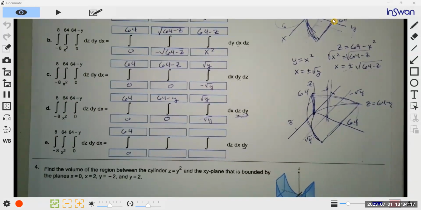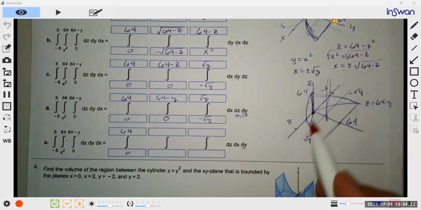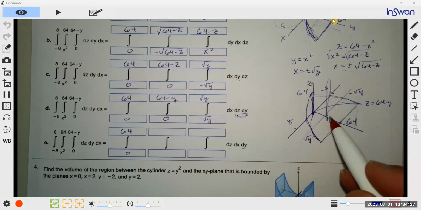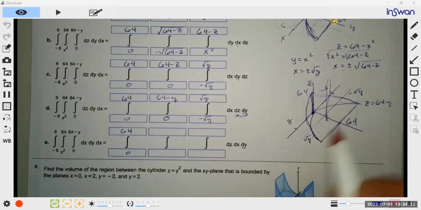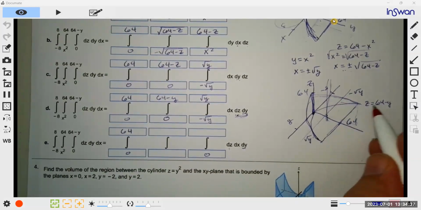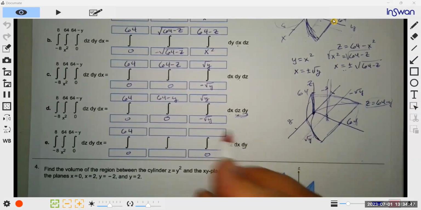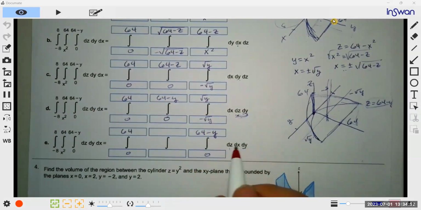All right, the same logic here. First off, we're going to look at our plane, our shadow's on the xy plane. So our m goes vertical, has to be parallel to the z-axis. The z-axis begins at 0, and it exits on our plane, which is this equation. Because we have to have a function with respect to x and y. So we have 64 minus y, since it has to equal z.